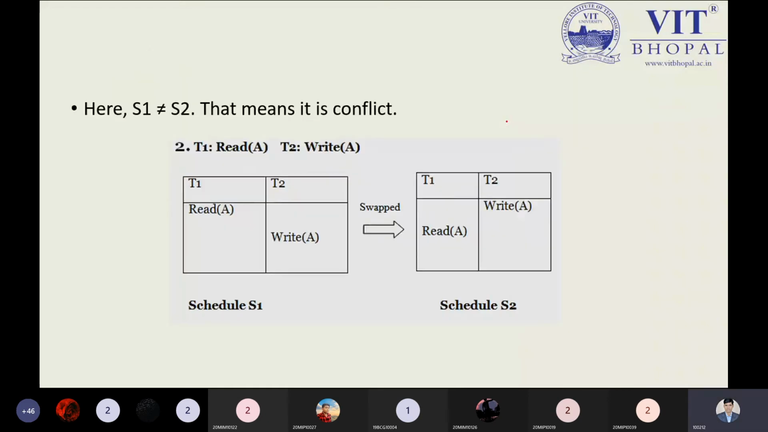Here we have two different operations, read A and write A. One is read, another one is write, but the data items are the same. So if I try to do swapping, it will not be possible. That means it is conflicting. Read A, write A, I can do, but the swapping will not be possible here.